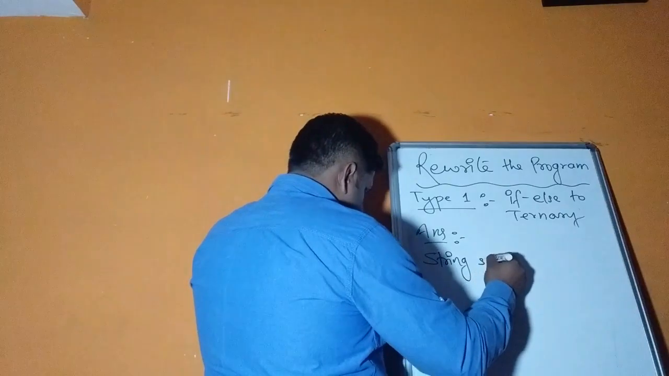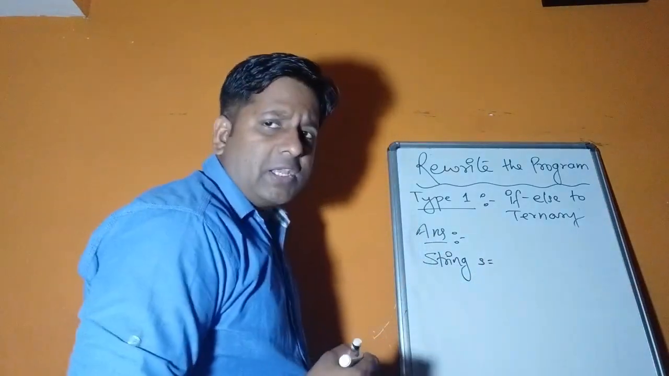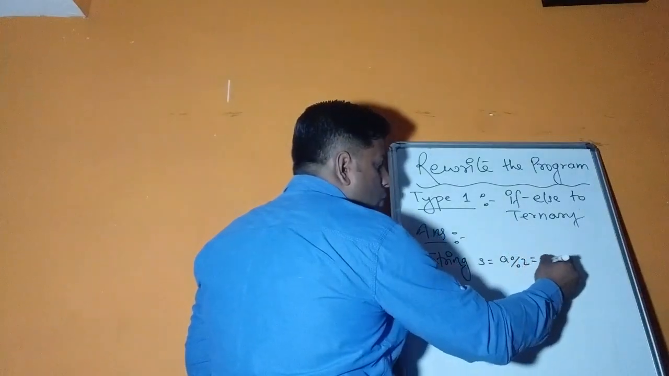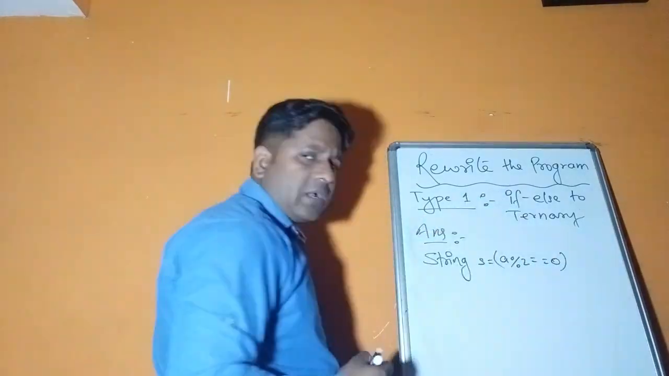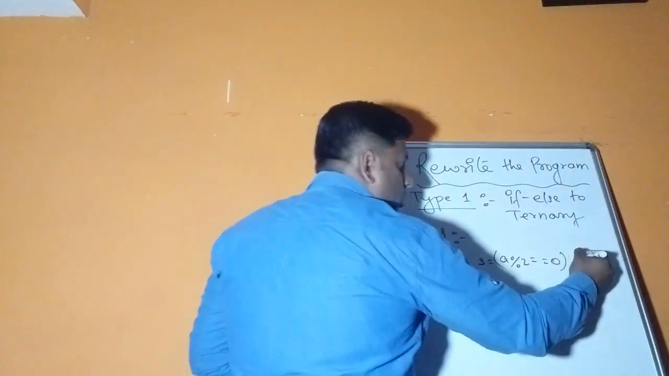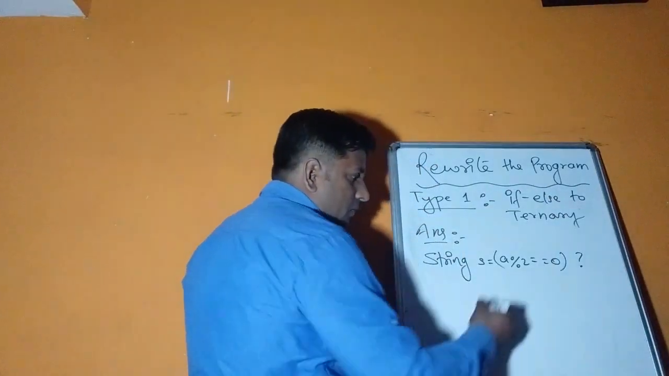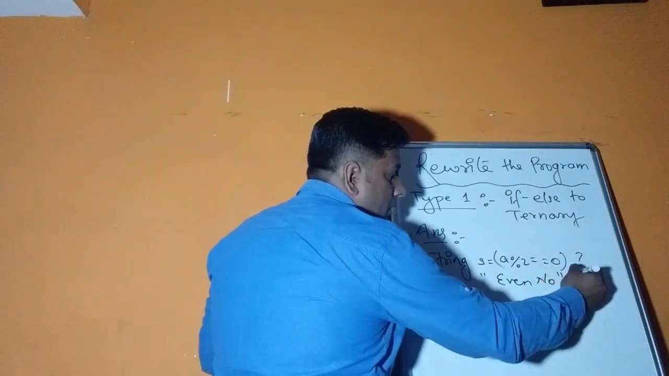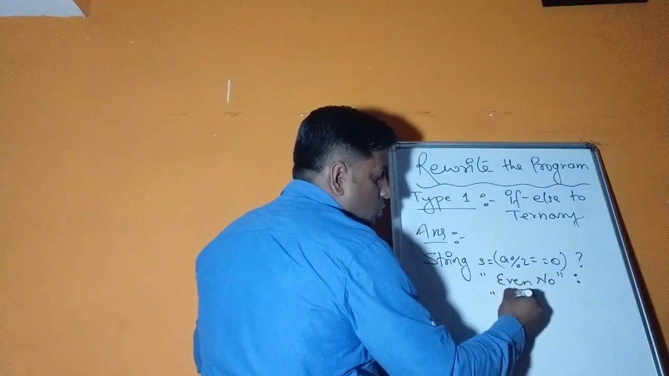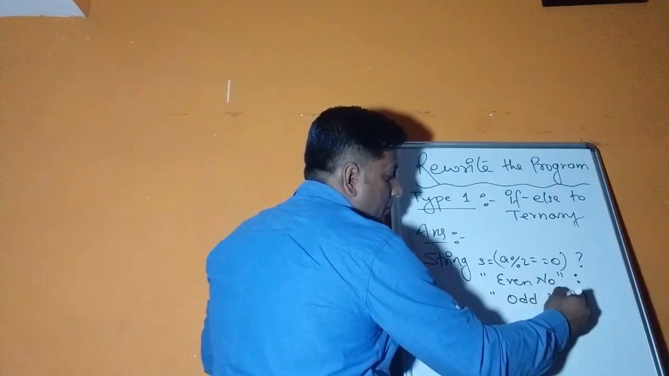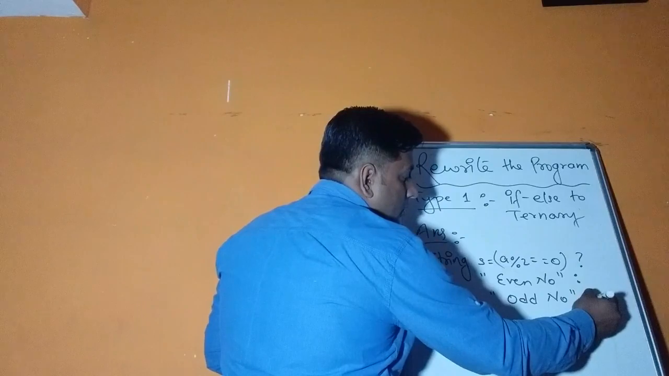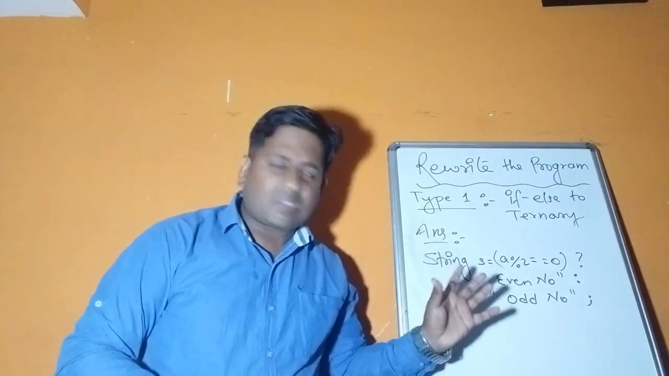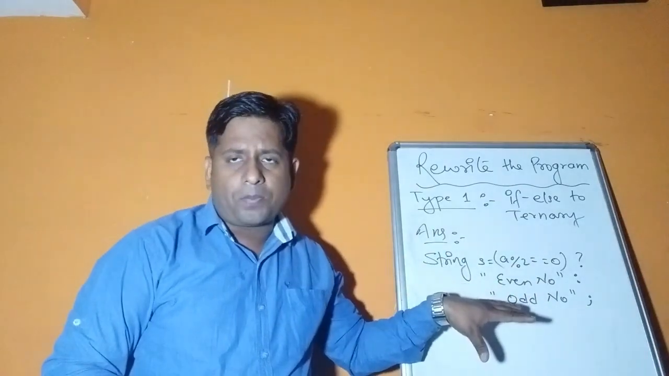So let us take s is equal to, first we need to give the condition. The condition inside the if was a modulus 2 double equal to 0. If this condition is true, that means question mark, then what will it store? Even number. Then colon, then what will it store? Odd number. Then semicolon.